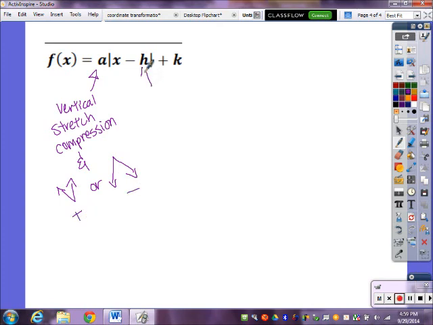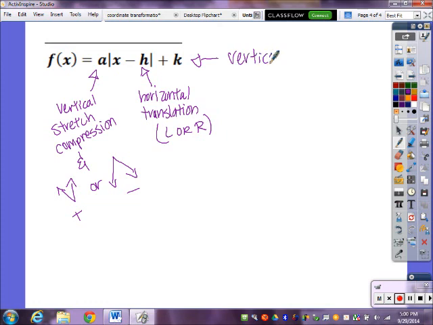The H, remember that is a horizontal translation. So that means left or right. And then this would be my vertical translation. So that would be up or down. So those are what A, H, and K do to my graph of an absolute value function.